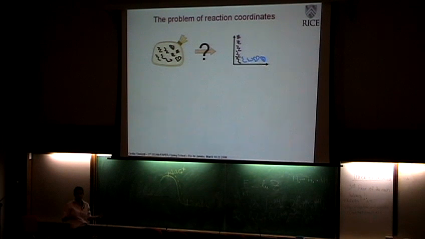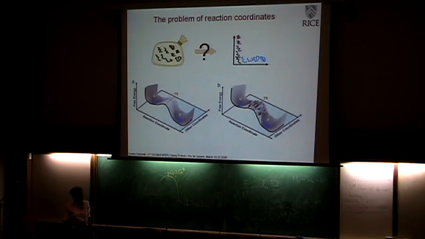Given this very large set of configurations, we want to find a way to order them so that we know how they are populated along the reaction. Clearly, this is a diffusion process, it's not a deterministic process, but we want to have a probability flux from one region to the other.